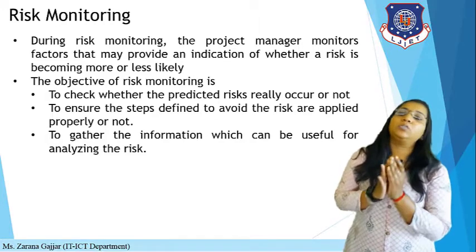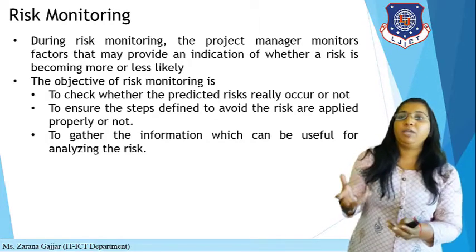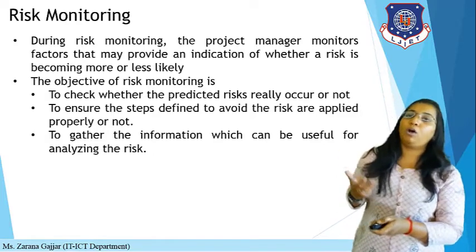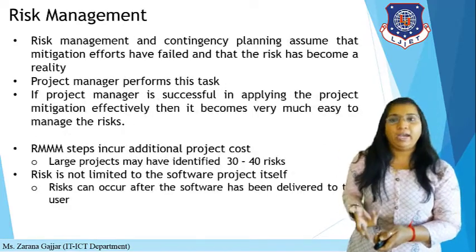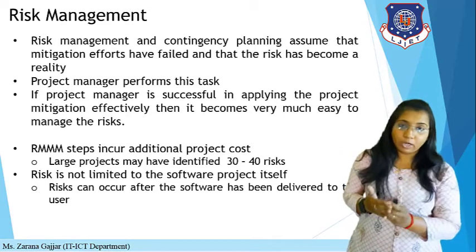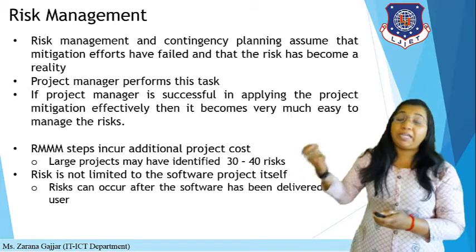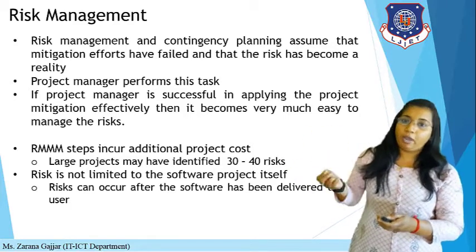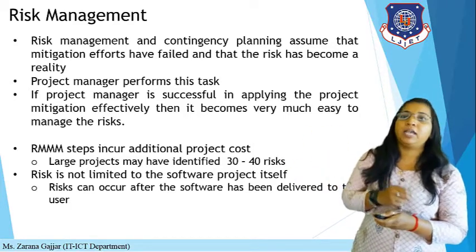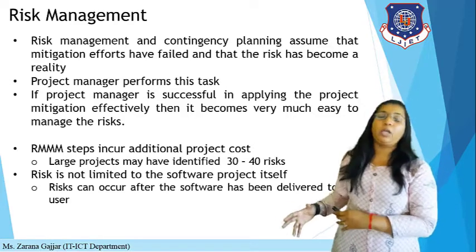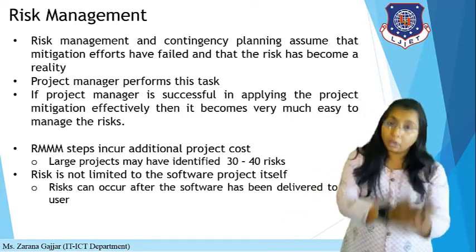Okay, and last is to gather the information which can be useful for analyzing the risk. So these are the objectives of risk monitoring. And last is risk management. Risk management and contingency planning assume that mitigation efforts have failed and that the risk has become a reality. So now you are not able to avoid the particular risk. Now the risk is a reality.